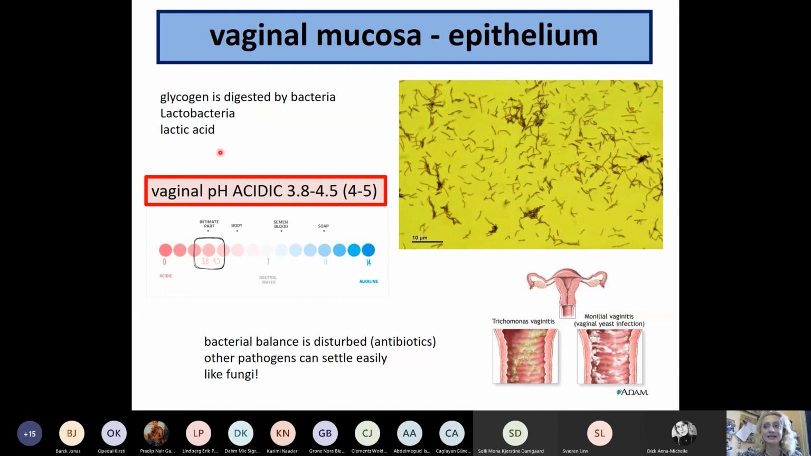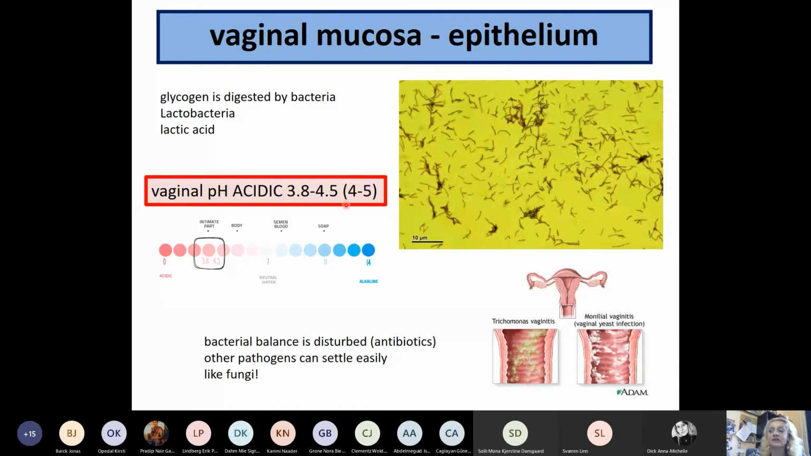So this lactic acid, which is a weak acid, renders the vagina this acidic pH, and we always ask how acidic it is. Of course, please don't say 1 or 2. It's not as acidic as the stomach. So it's a mild acidic environment, 4.5.